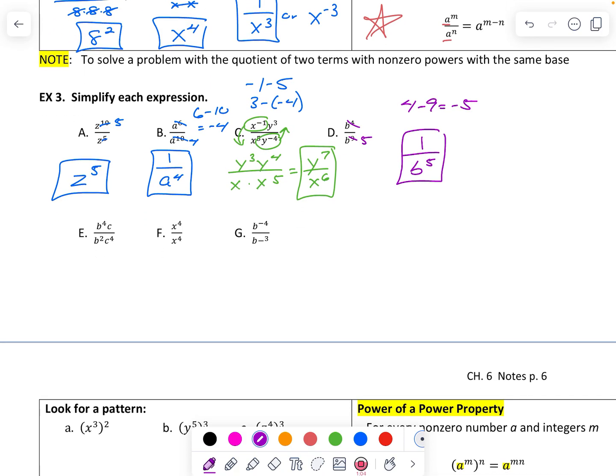For E, 4 minus 2 for the b's is going to be b to the positive 2. 1 minus 4 for the c's is negative 3. So b squared c to the negative 3, which is b squared over c to the 3rd.